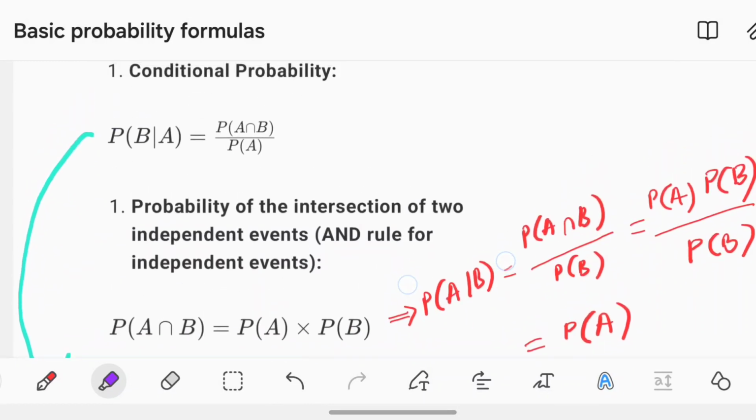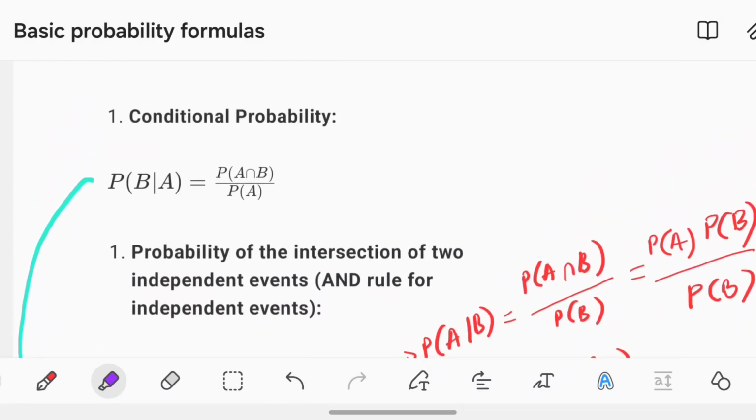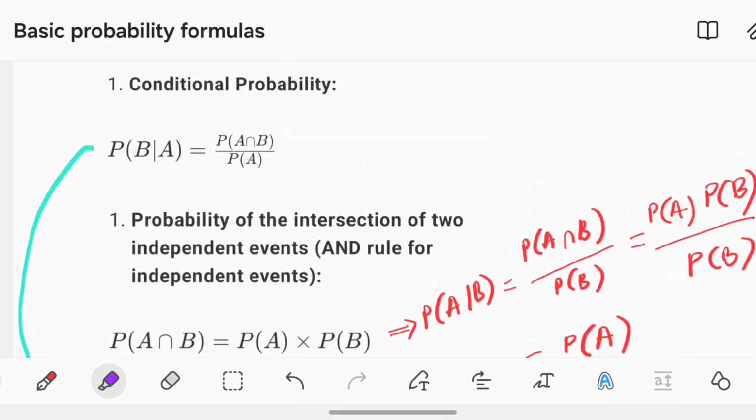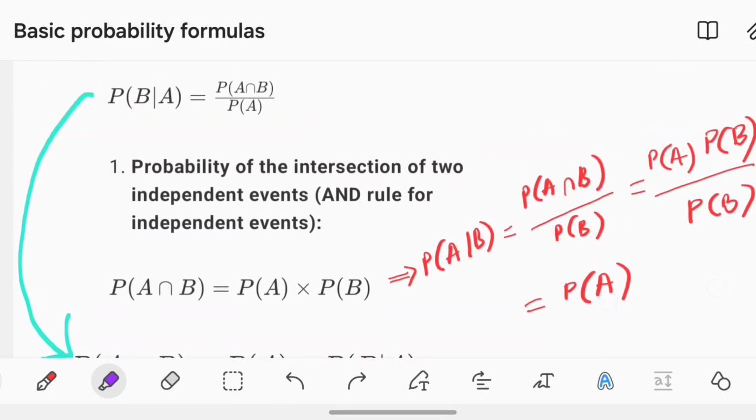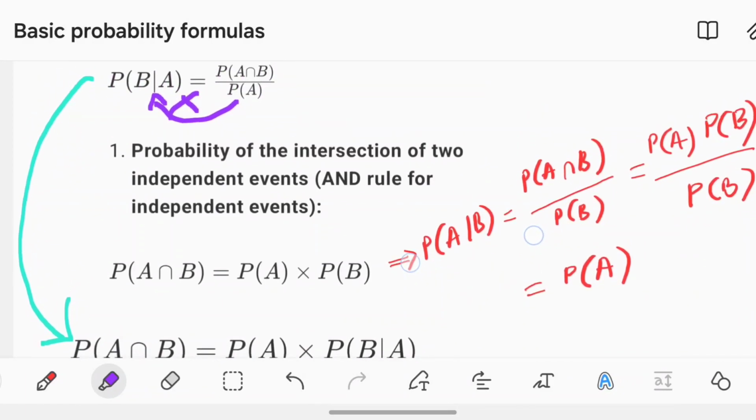So now let's talk about conditional probability and related things. So this is the definition for conditional probability. The conditional probability of B conditioned on A is equal to the probability that both of them happen divided by the probability that A happens. So when you cross multiply this one with this one, then you're gonna have the formula right here.